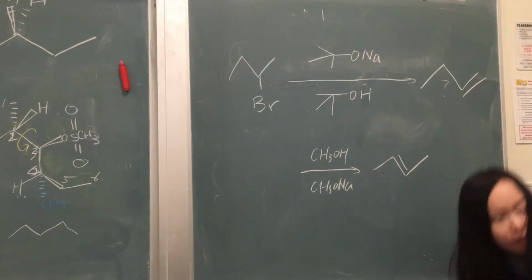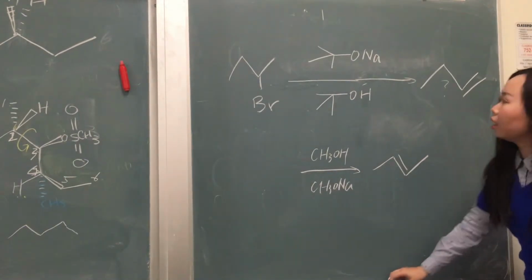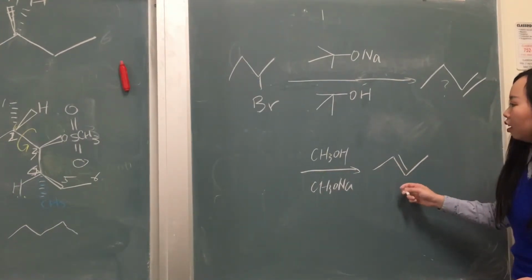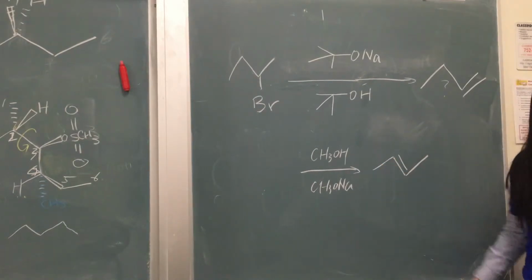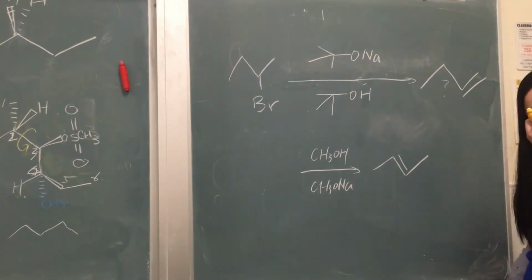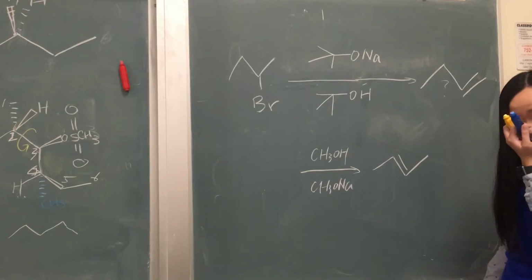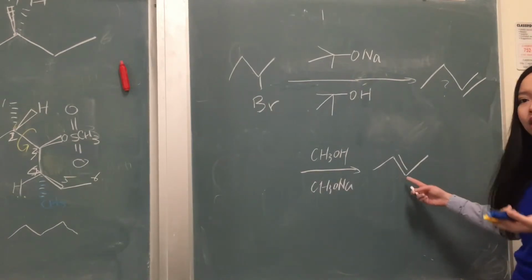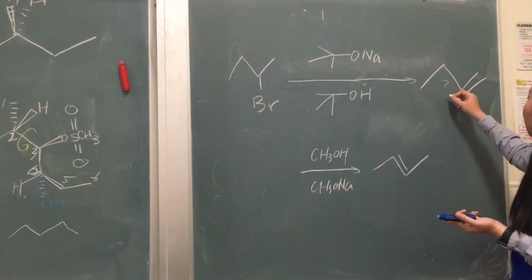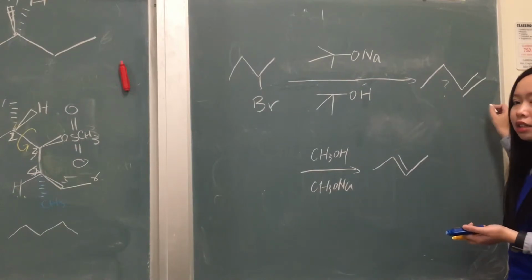Shouldn't the butanol be on the bottom? It doesn't matter. Wait, I'm a little confused. How did you get rid of the other options for the double bond? You didn't get rid of it. It's just the minor. This is the major. The other one is the minor.